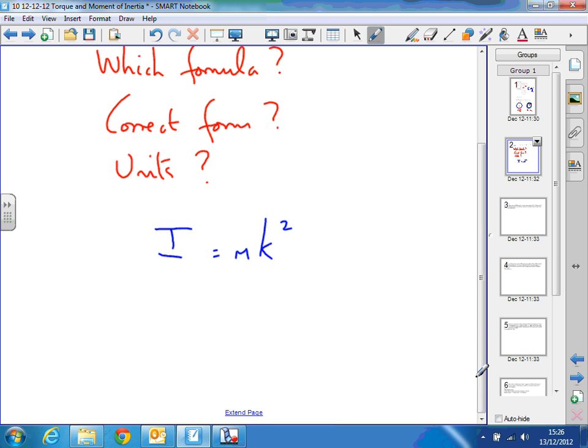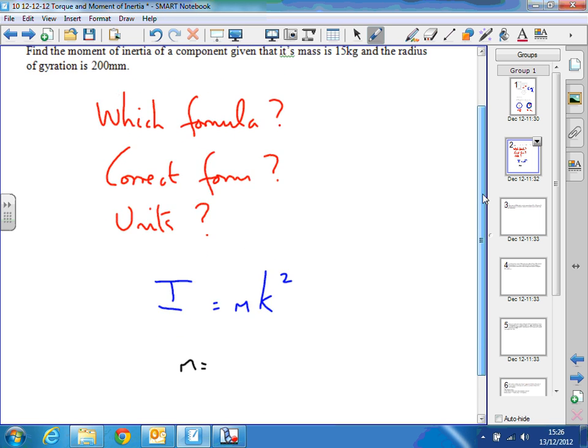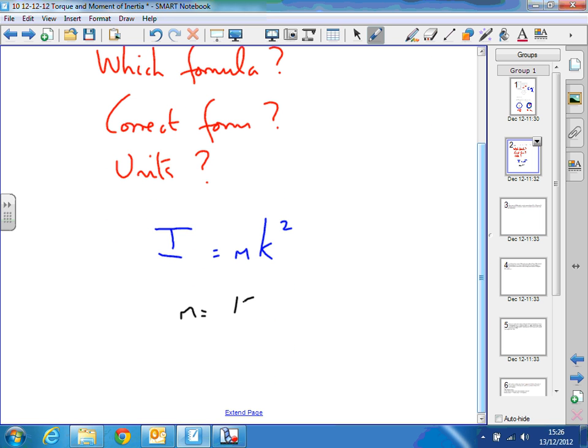Units. So m equals 15 kilograms and k equals 200 millimeters. What do I do about that? Turn it into meters, yeah: 0.2 meters. So those are the values you're going to put in, 15 and 0.2. Kilograms go with meters.